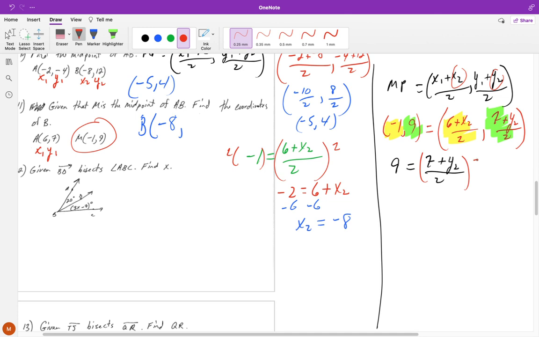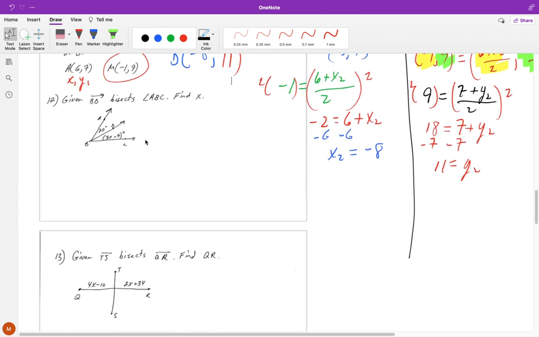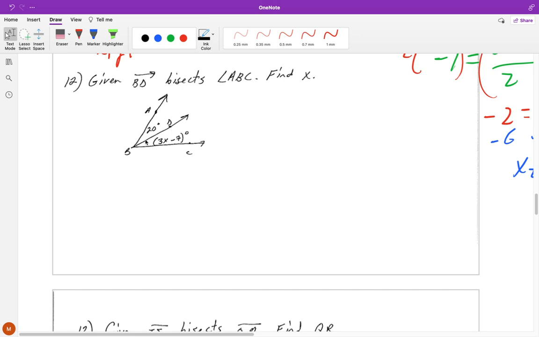And solving it the same way, we're going to multiply each side by 2. So 18 is equal to 7 plus y2. Subtract 7. 11 is equal to y2. So it's -8 and 11. And then we can check our work by actually finding the midpoint of AB and making sure it gave us the midpoint that they gave us.